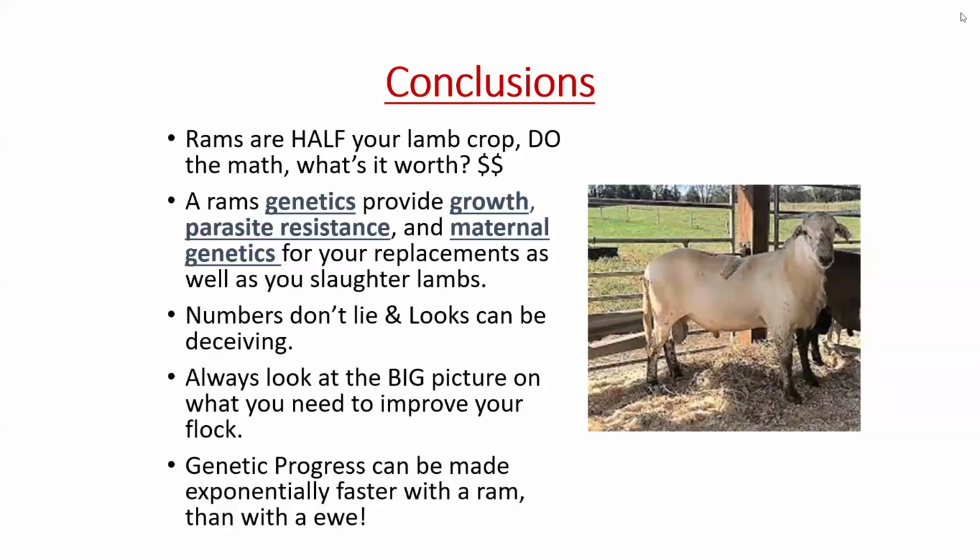And again, genetic progress can be made exponentially faster with a ram than it can a ewe. That ram is going to have so many more progeny hit the ground than that ewe having a single or twins or triplets each year. The ram impact, he's going to be putting 50 or 60 progeny or more on the ground. So as far as keeping those replacements, you can make progress a lot faster. And that's all I have got, Adam.